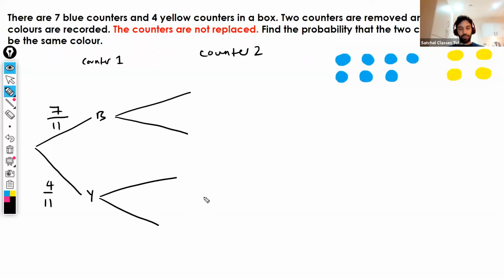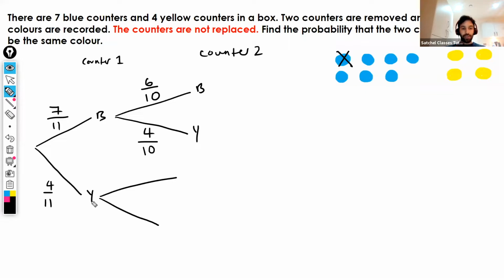what we have to be mindful is that, let's say we've picked blue in the first instance. So the first counter that we picked is blue, and that counter is not replaced. So once we've taken the blue out, we haven't replaced it back into our box. So now, if the second counter is going to be blue, there are 6 out of a total of 1, 2, 3, 4, 5, 6, 7, 8, 9, 10 counters, because like we said, 1 counter has been removed and not replaced. If we want a yellow counter, well, if the first counter was blue, the number of yellow counters is not going to change. We're still going to have 4 yellow counters, but that's going to be 4 out of 10.